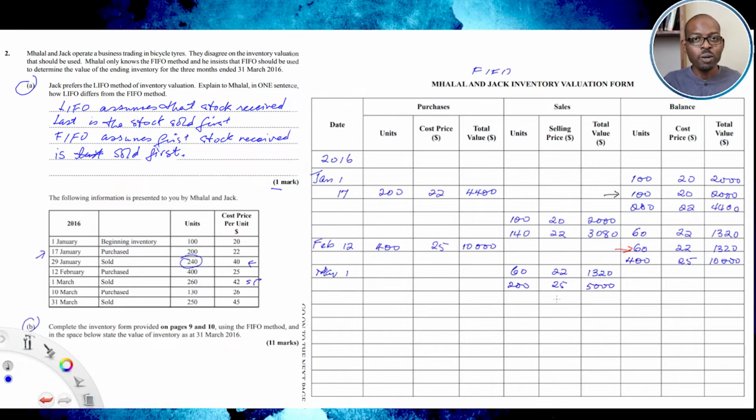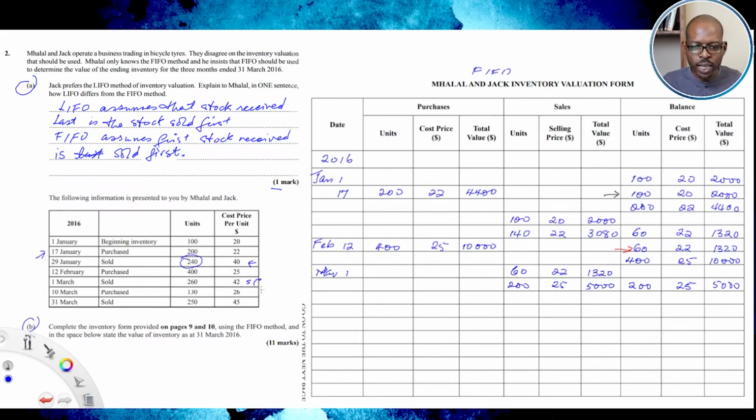All right. How are we doing so far? Good. So then what we have remaining when we take 200 from this 400, what we have remaining is 200. So let's put that as our balance. This stock at 22 is totally gone. We only have one set of stock remaining, which is at 25. And the quantity we have remaining is 200 because we just sold 200 from it. And that will be $5,000.